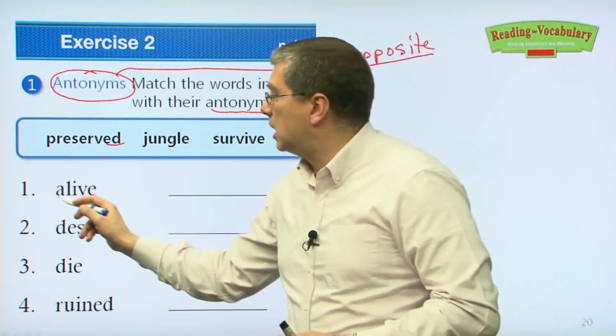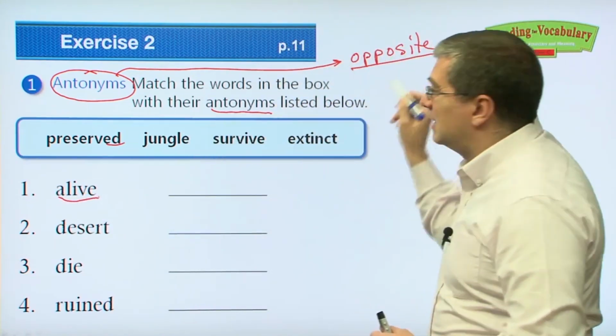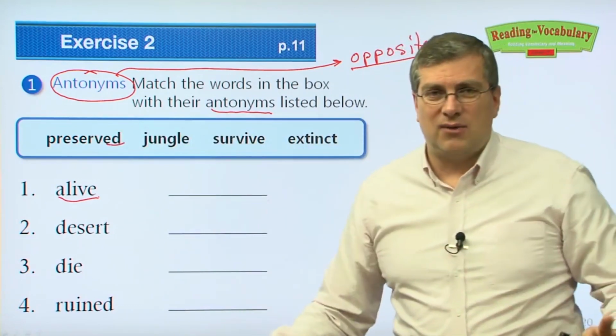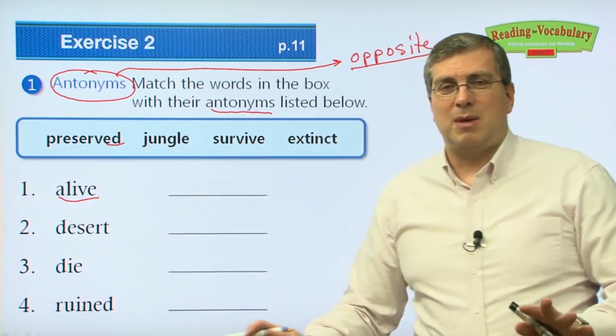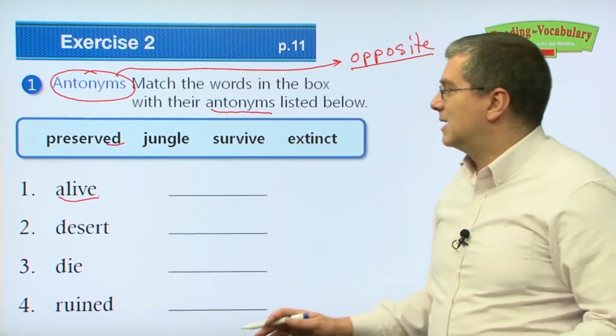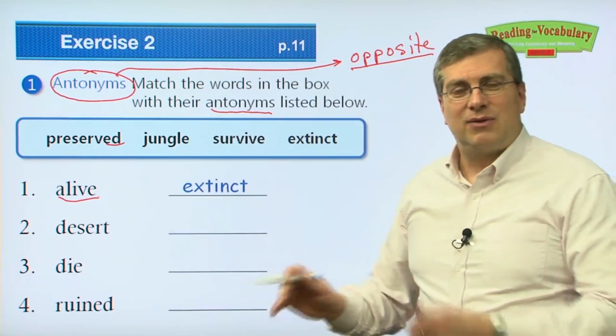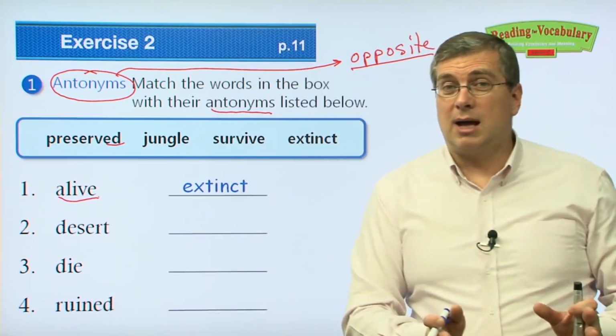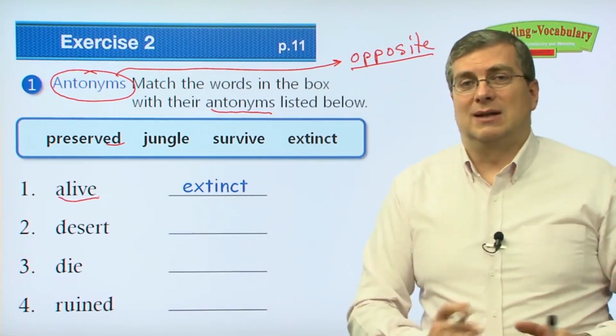Number one is alive. What is the opposite meaning of alive? Something that is not alive anymore. It's dead, and maybe all of them are dead. Then we can say extinct. If they're extinct, they're dead. They're gone, no more. But if they're alive, they continue to exist.